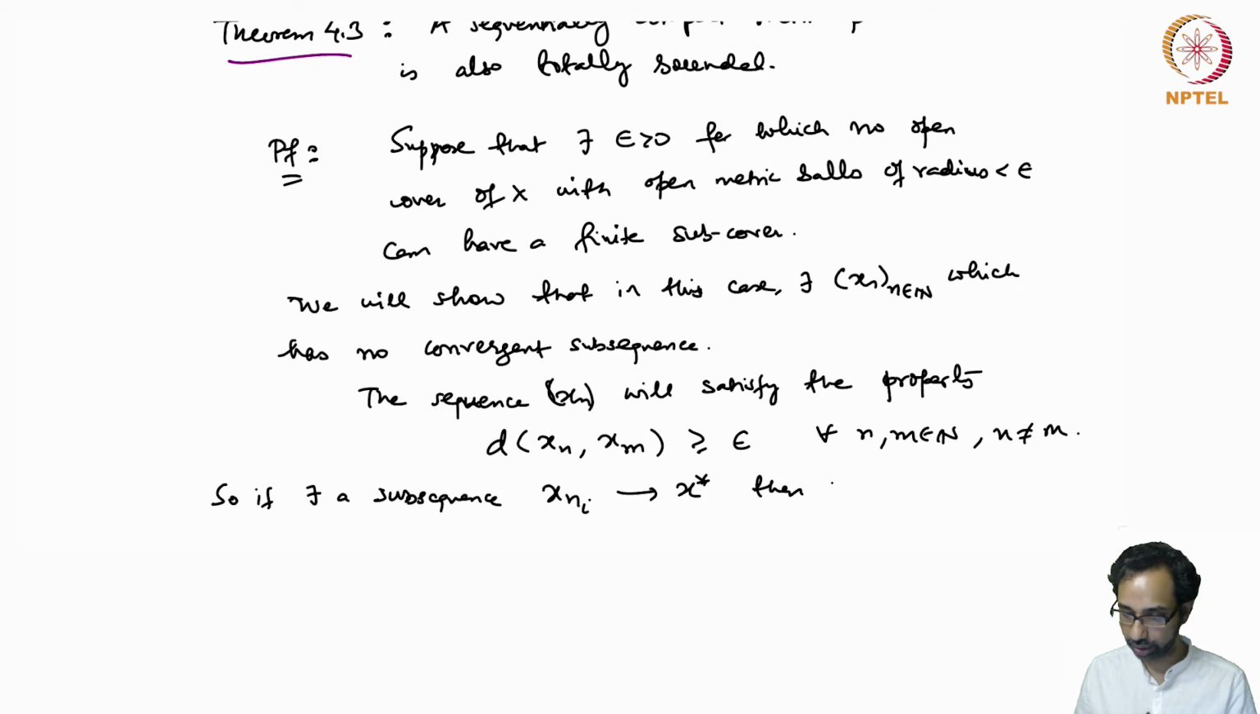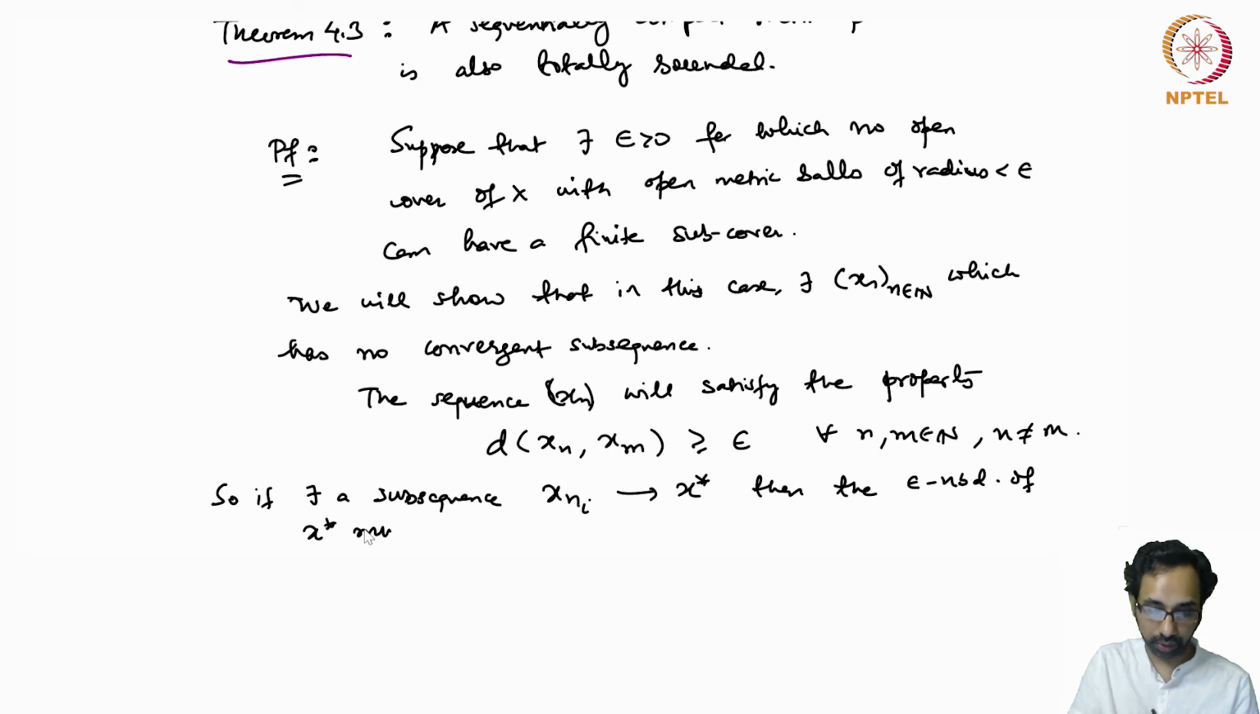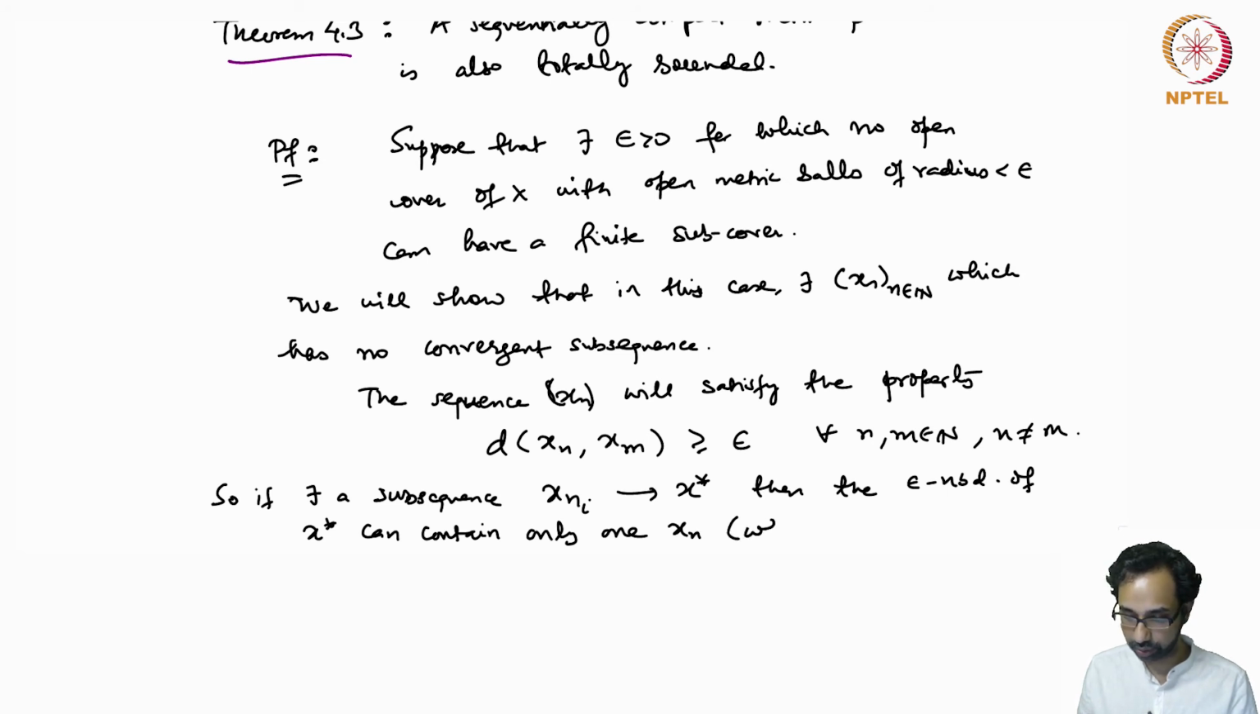then the epsilon neighborhood of x star can contain only one xn from this sequence, which is a contradiction, since we have assumed xni to be converging to x star. So every epsilon neighborhood must contain infinitely many of these xni's. So this is a contradiction. So we will construct this sequence xn for which any 2 points must have a distance greater than or equal to epsilon.